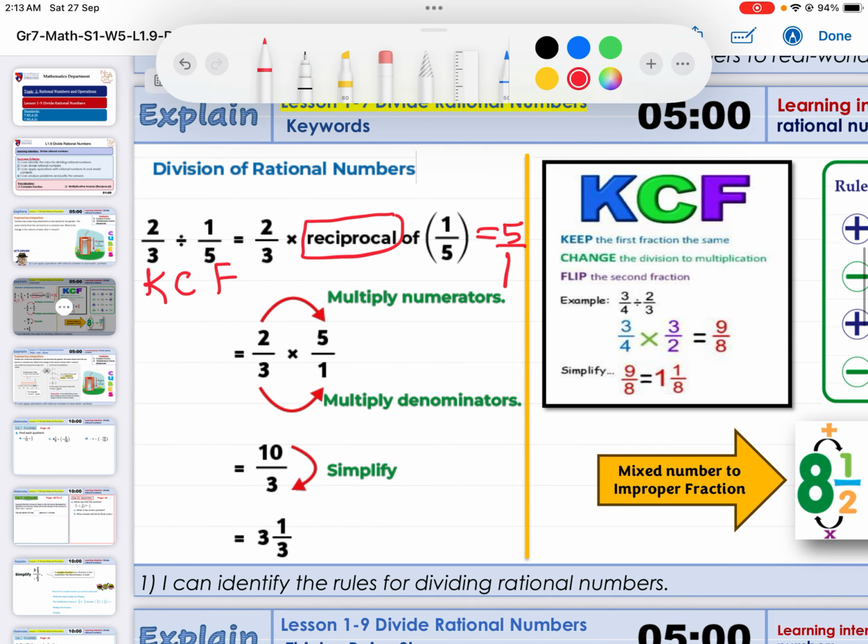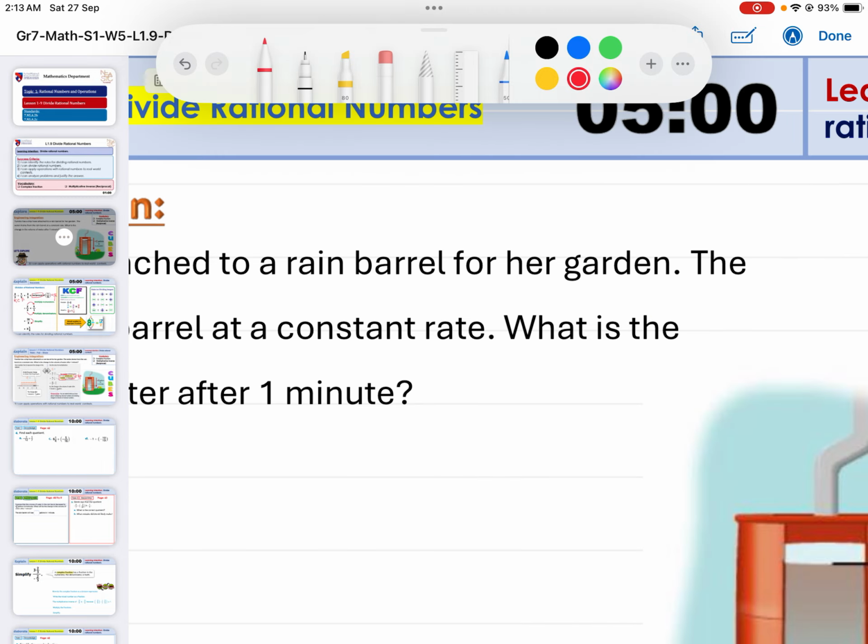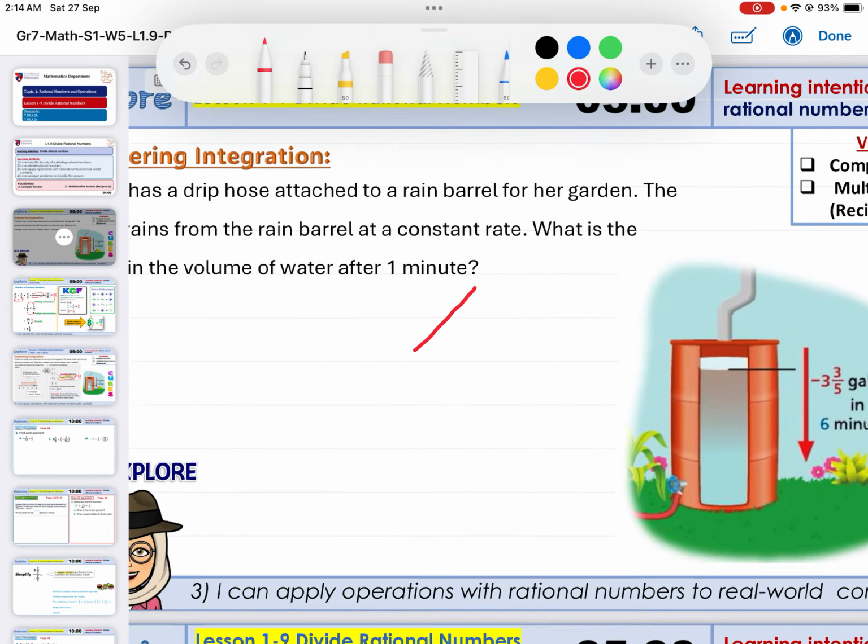It has also another name. It has two names, reciprocal. The other name is called a multiplicative inverse. So if you see these two words in your book, please note that these two keywords indicate the flip part. Okay, so multiplicative inverse or reciprocal. Okay, so let's go back here and start with this question.